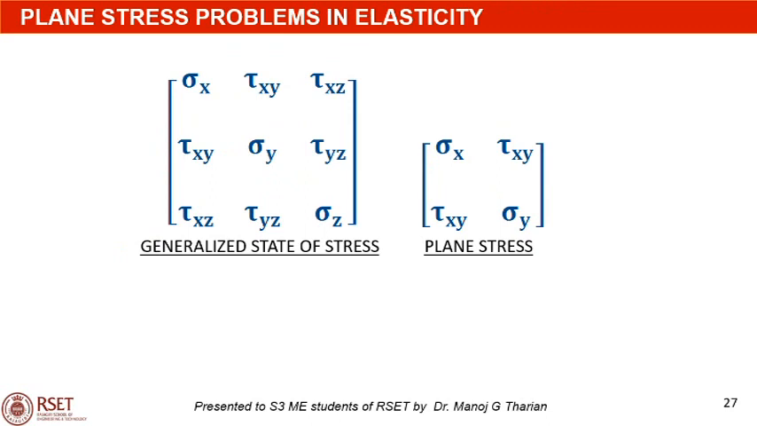Now we will see what is a plane stress problem. So here the matrix shows the generalized state of stress at a point. Now in certain specific cases, tau xz is equal to tau yz is equal to sigma z equal to 0. In this case, our generalized state of stress will get reduced to the form as shown here. Here we see that there are only three independent stress components, namely sigma x and sigma y, the normal stresses, and the only shear stress present is tau xy. This stress state is known as plane stress state.